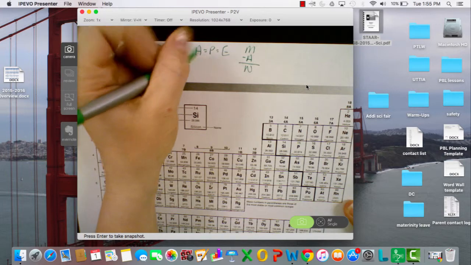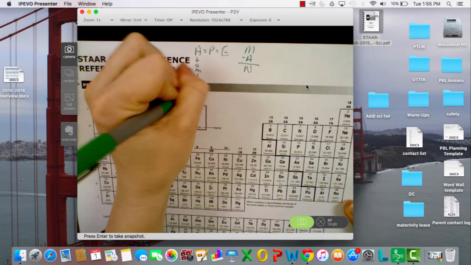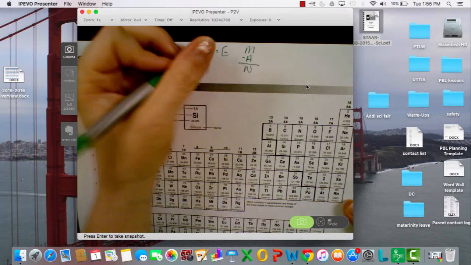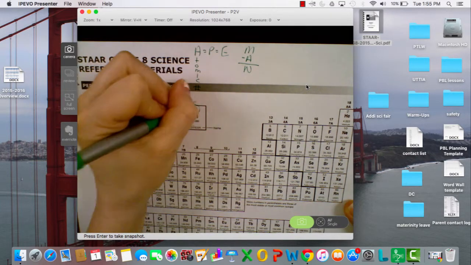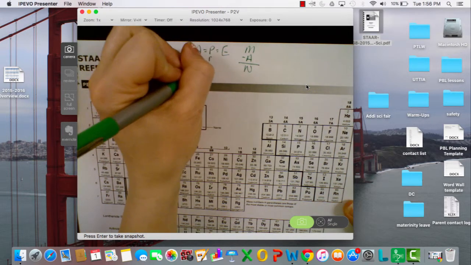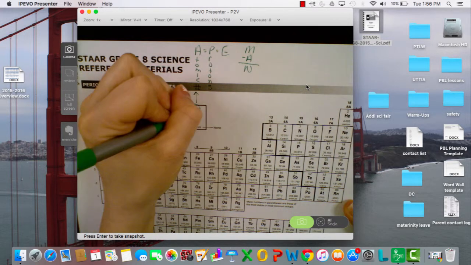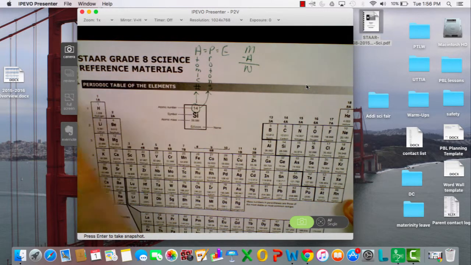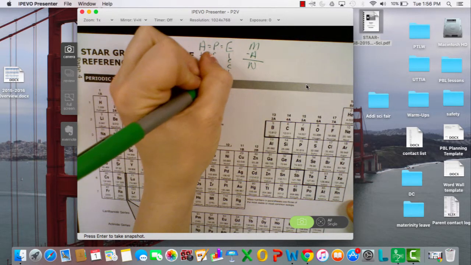So let's go over that. Remember, the A in APE MAN stands for atomic number. The P is protons. So whatever the atomic number is, like this little number right here, 14, is always going to be the number of protons. So guess how many protons there are? 14, which is always, in eighth grade, going to be equal to the number of electrons.